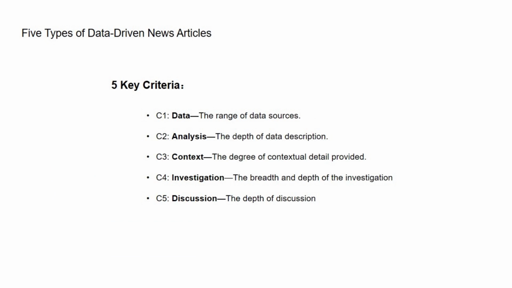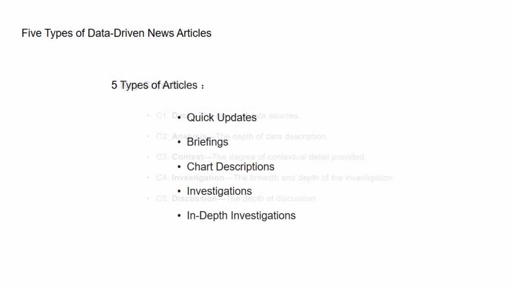We identified 5 types of data-driven news articles based on 5 criteria: data sources and methods, analysis steps, contextual detail, investigation scope, and discussion depth. Our focus was on the content and structure of these articles to understand their analytical depth, logical flow, and objectives, deliberately excluding factors such as author collaboration, technical skills, and production time. The 5 types we identified represent a spectrum rather than rigid categories. Below are the distinguished 5 types of articles.